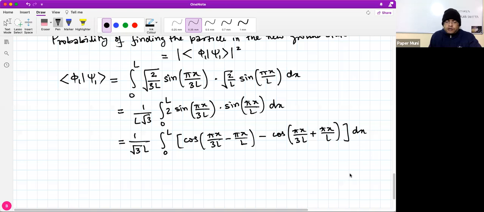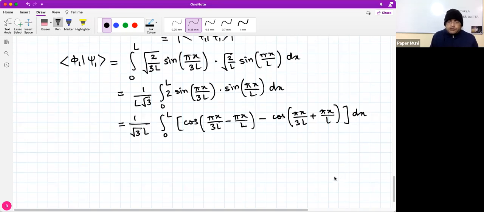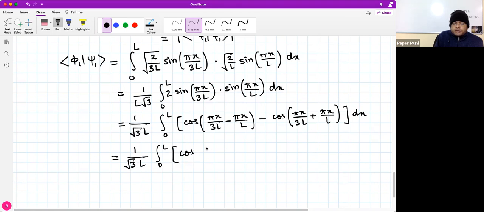Right, now next, let's calculate this further. Now this is 1 by root 3L, and this will be 0 to L. Now let's simplify this. This cos will be 2 pi x by L, minus cos 4 pi x by 3L.